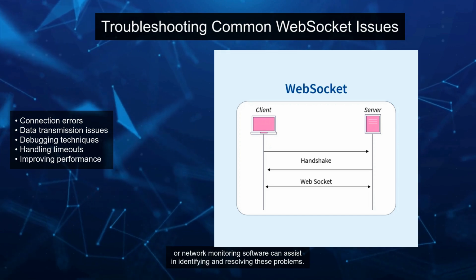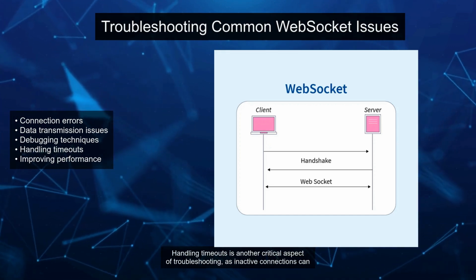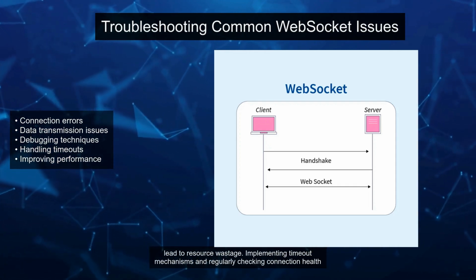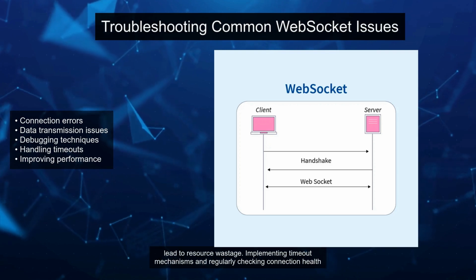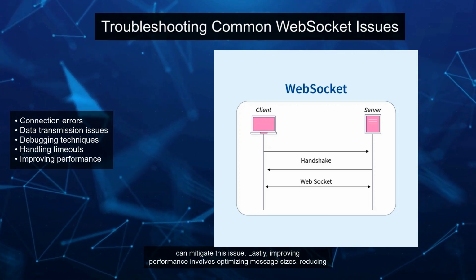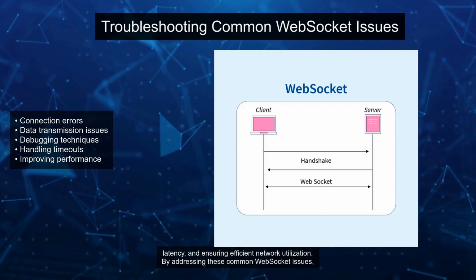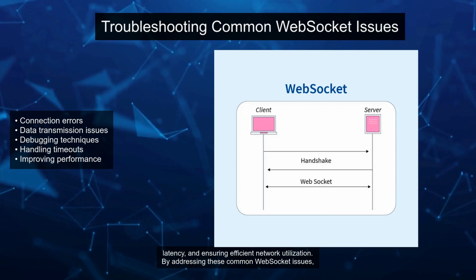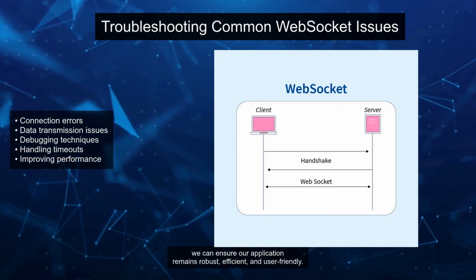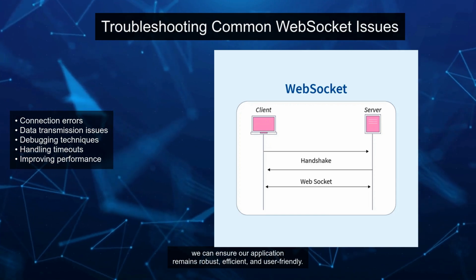Handling timeouts is another critical aspect of troubleshooting, as inactive connections can lead to resource wastage. Implementing timeout mechanisms and regularly checking connection health can mitigate this issue. Lastly, improving performance involves optimizing message sizes, reducing latency, and ensuring efficient network utilization. By addressing these common WebSocket issues, we can ensure our application remains robust, efficient, and user-friendly.